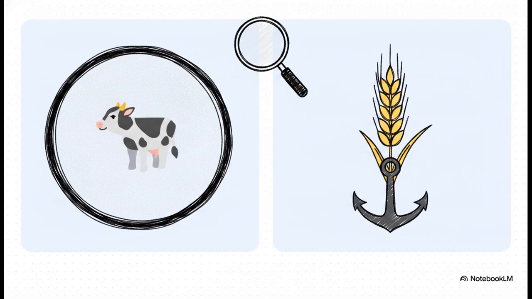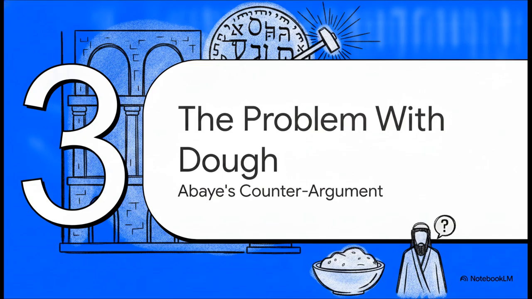So, when uncertainty strikes the grain near those ant holes, we default to the obligation. Rava's theory works beautifully here. The contradiction is totally solved. Or, well, so it seems. But then we run into the problem with dough. This is Abaye's devastating counter-argument.